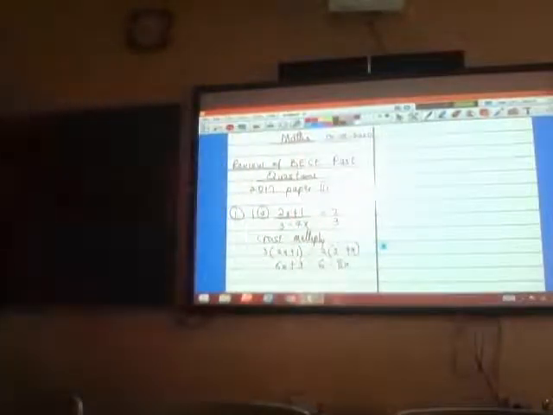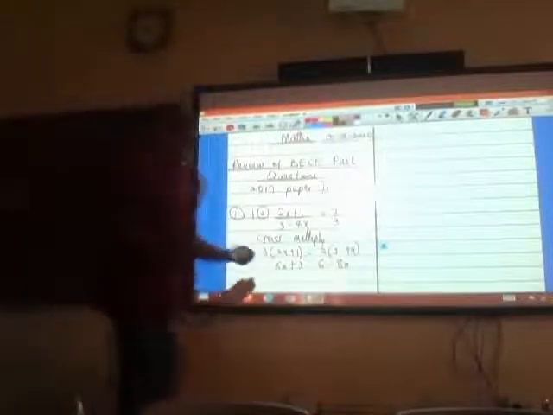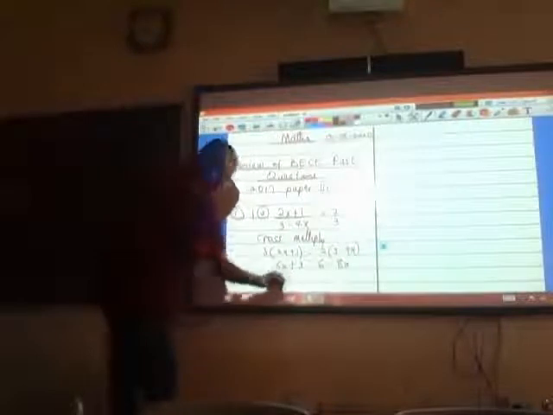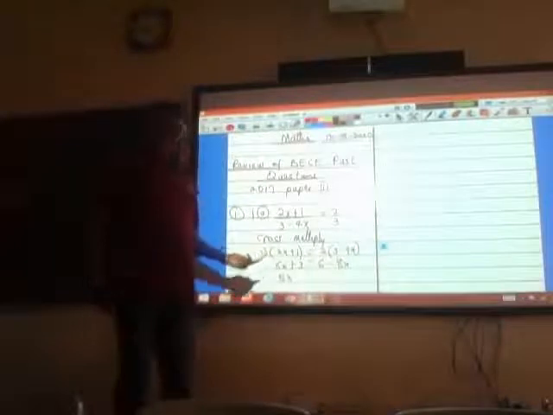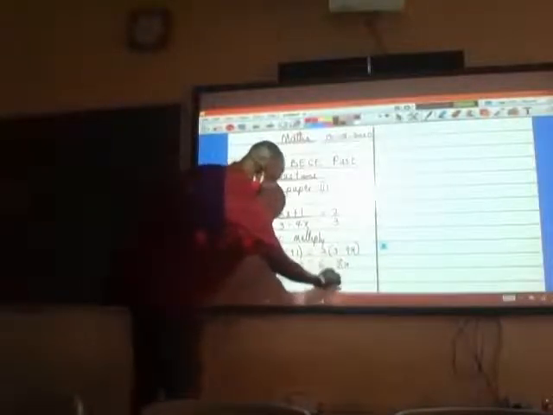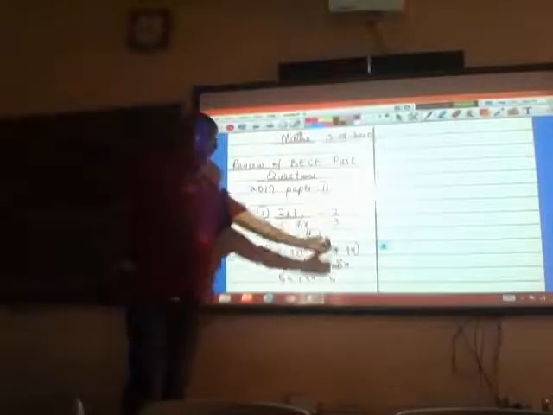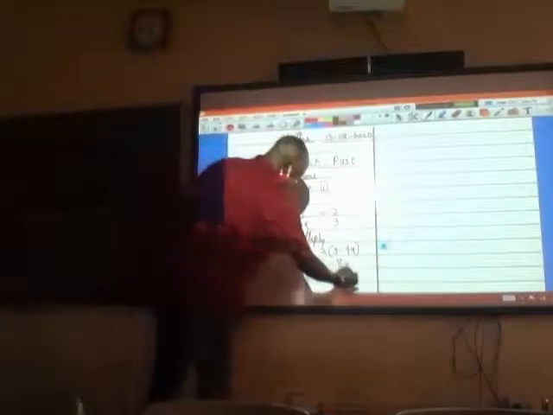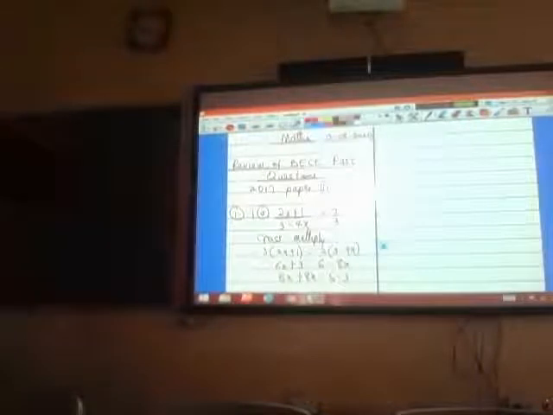Then, Tamara, what's the next step? What are we supposed to do next? You collect like terms. That was a good one. So this is 6x. When you move this minus 8x to the left hand side, it changes to positive 8x, and 6x is already here. By the time you move this plus 3 to the right hand side, it becomes minus 3. So you have 6x plus 8x at the left hand side equals 6 minus 3.